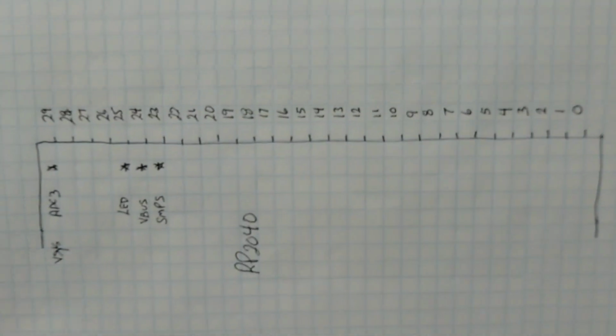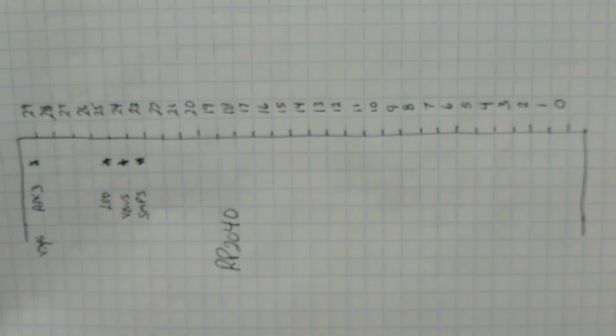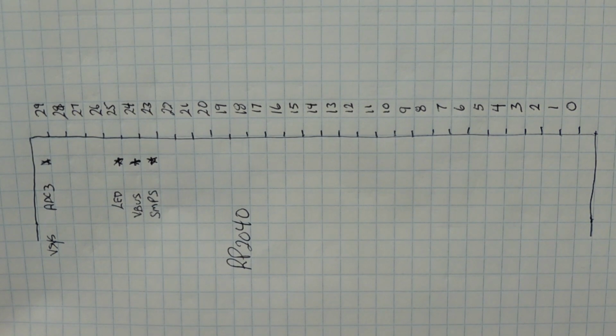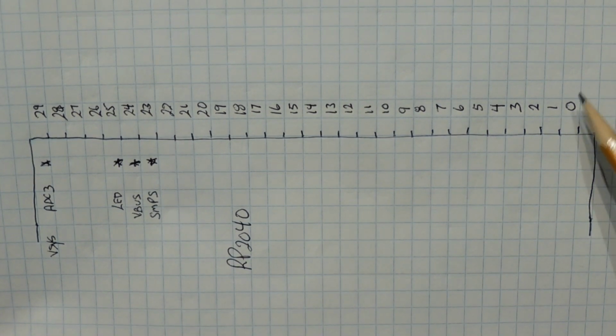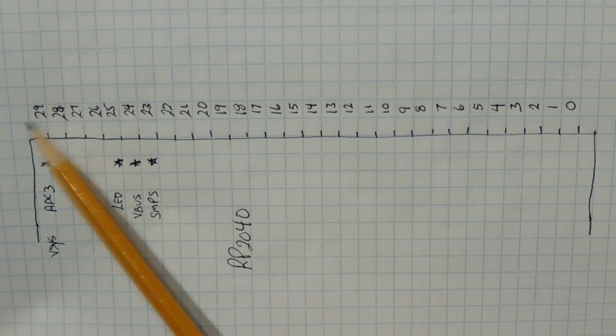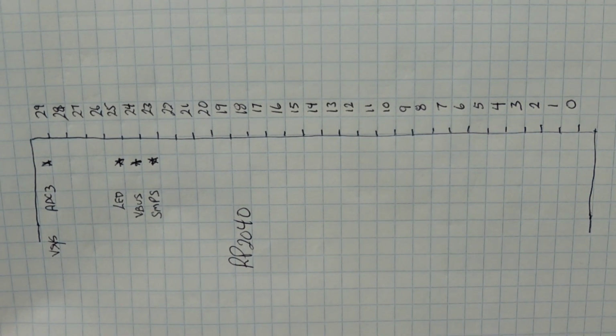Now when you think of the pins, think of it in this direction. You'll see why later in the video. On the very right is GPIO pin 0, and on the very left is GPIO pin 29.